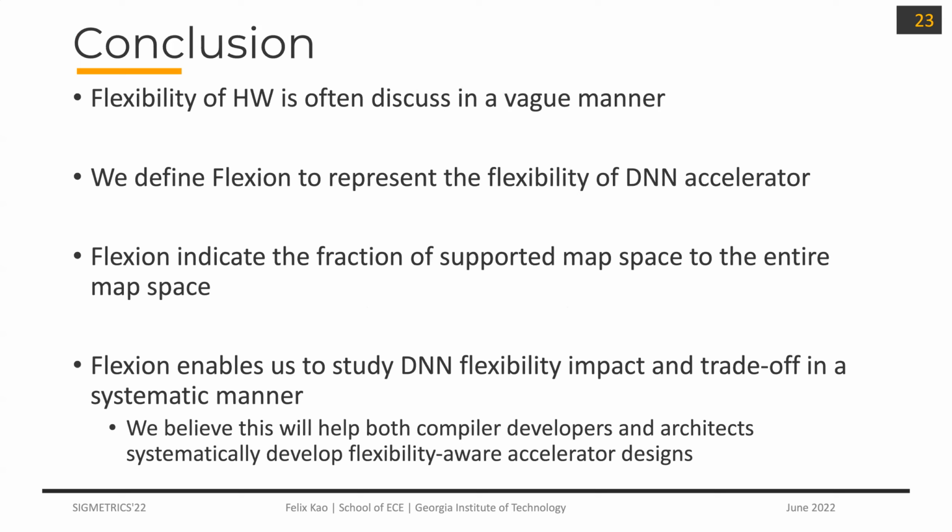Conclusion. Flexibility of hardware is often discussed in a vague manner. We define Flexion to represent the flexibility of a DNN accelerator. Flexion indicates the fraction of supported map space to the entire map space. Flexion enables us to study DNN flexibility, impact, and trade-off in a systematic manner. And we believe this will help both compiler developers and architects to systematically develop flexibility-aware accelerator design.